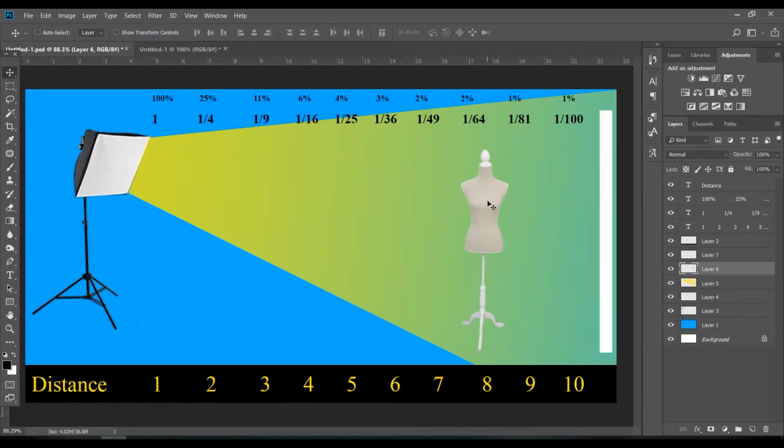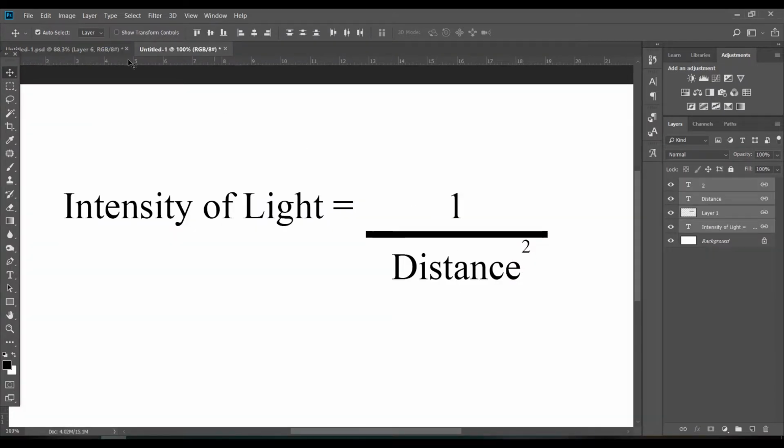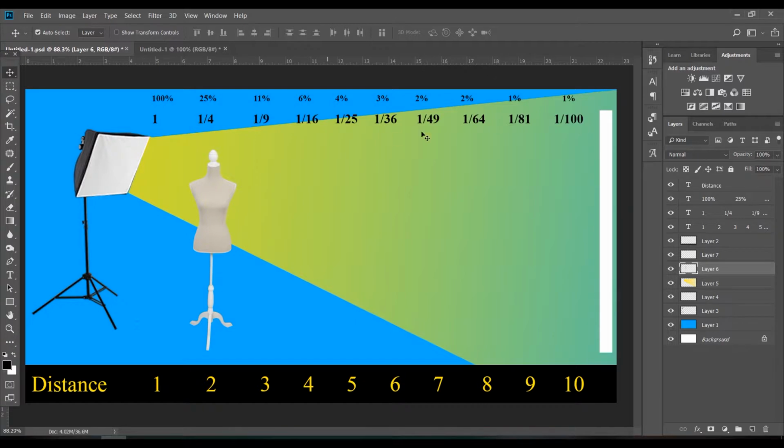So for example, if your subject is at 1 unit distance, let's say 1 meter or 1 foot, then it's going to receive, let's say, the full power, which is represented by 1. And if I were to move it to, let's say, 2 meters or 2 feet, then the drop is going to go to 1 by 4 and not 1 by 2. We would naturally assume that if you were to double the distance, the light should become half, but that's not the case because it's distance square. So it's actually going to go to 1 by 4 and so on.